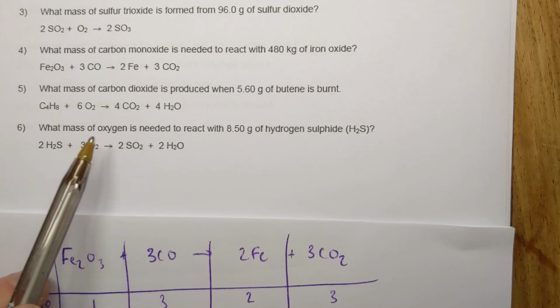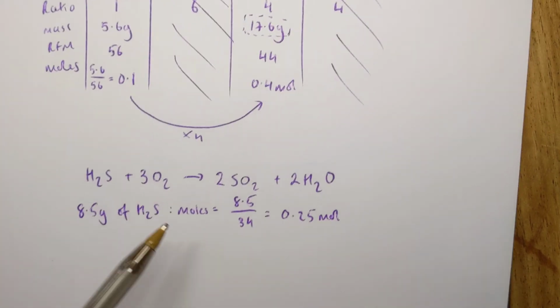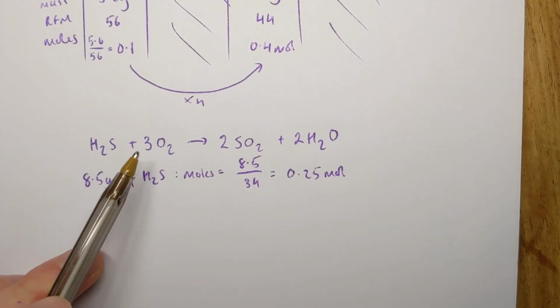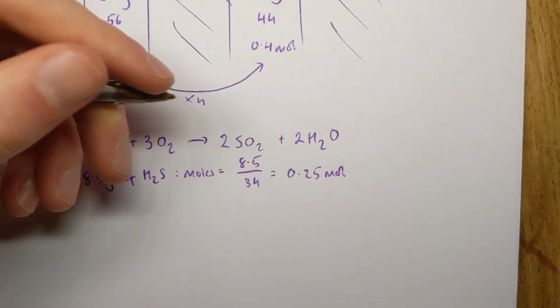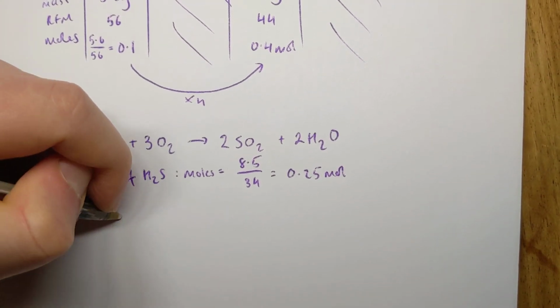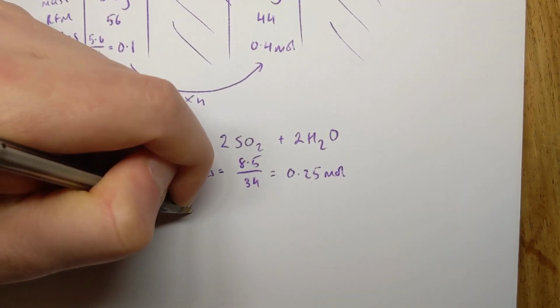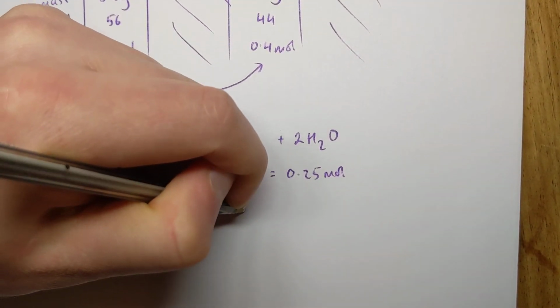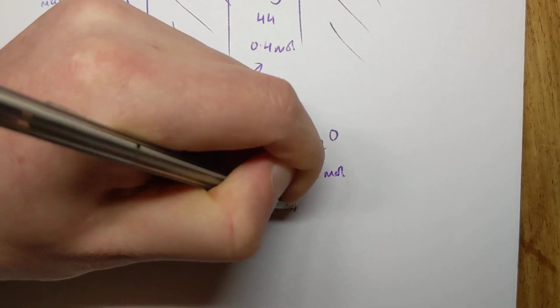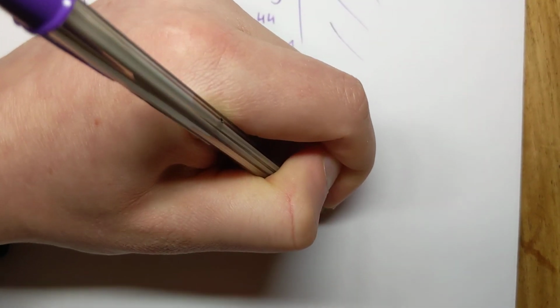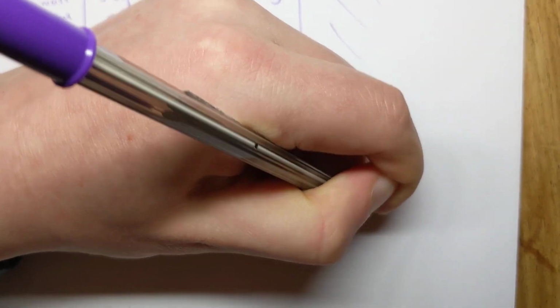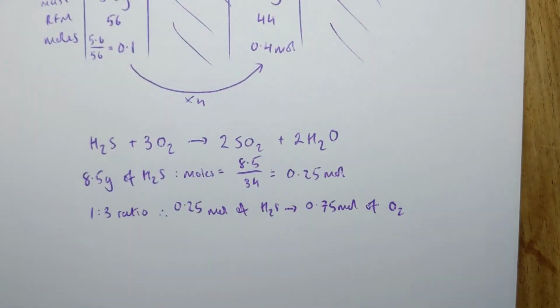In this question, it's looking for the mass of oxygen. So if I look at my ratio here, it's a 1 to 3 ratio. Therefore, I'll write that down, 1 to 3 ratio. So therefore, 0.25 moles of H2S will go to, times that by 3, 0.75 moles of oxygen. That's how much of this reacts with how much of this.